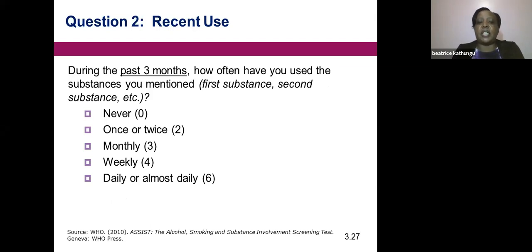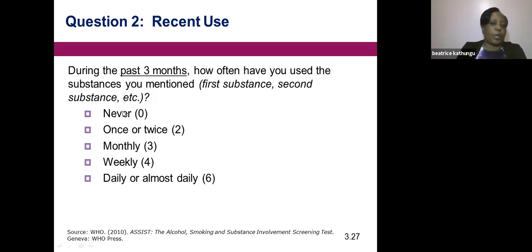Recent use is the past 3 months. So you ask the client, during the past 3 months, how often have you used the substances you mentioned in question 1. So in question 1, maybe they mentioned that they've ever used alcohol, they've ever smoked tobacco. So those 2 substances. Now in question 2, you ask them, in the last 3 months, how often have you used alcohol? How often have you used tobacco? And you remind them that if they haven't used at all, it is never.